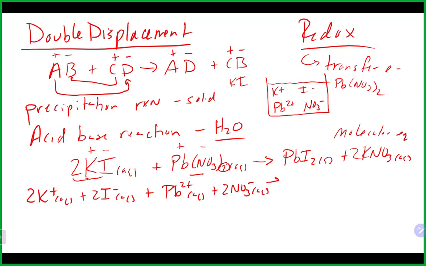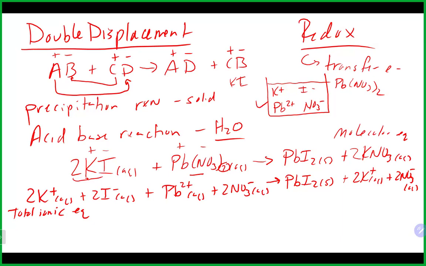Remember that when we write this type of equation, anything that is a solid, a liquid, a gas, or a weak electrolyte will stay together. So our solid would stay together here. And here we would have this ionic compound breaking apart into our ions. And this is what is sometimes referred to as the total ionic equation. It represents what's happening in that particular beaker.